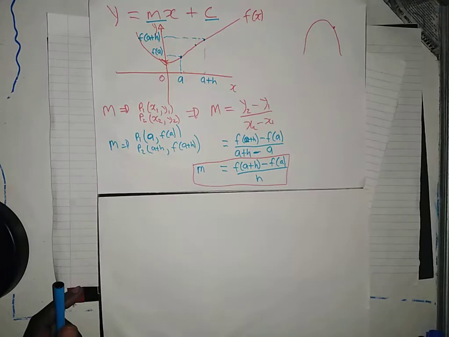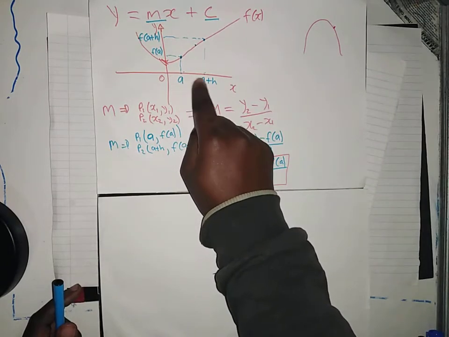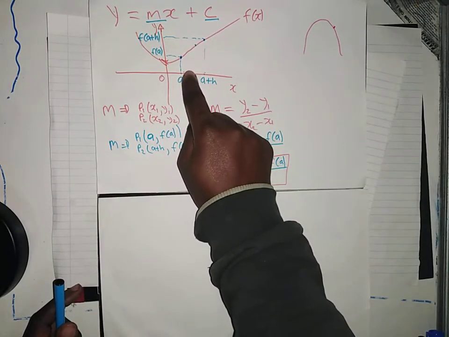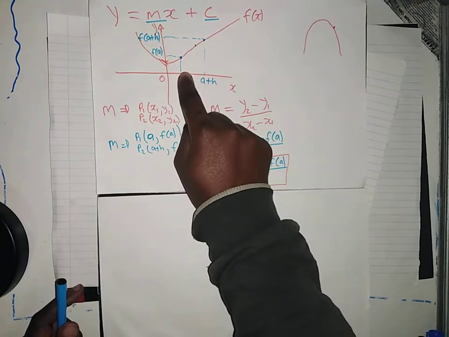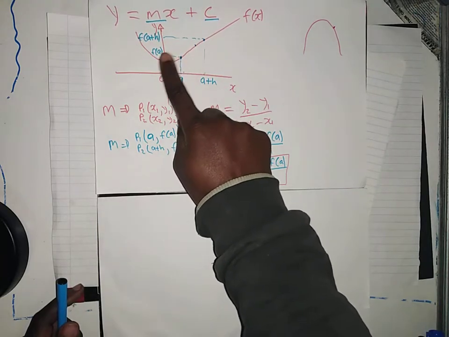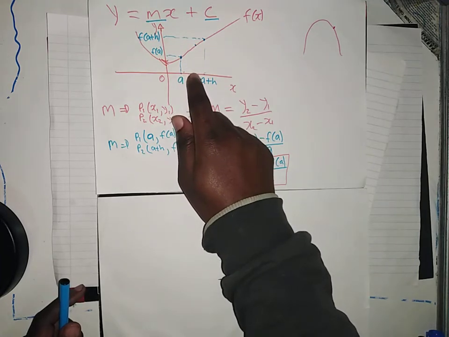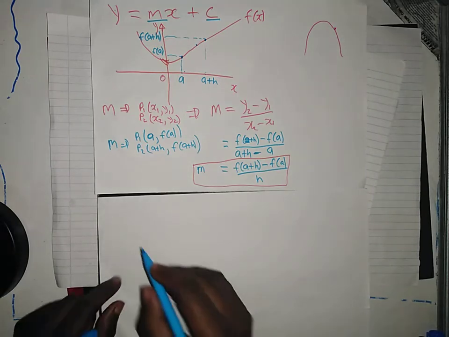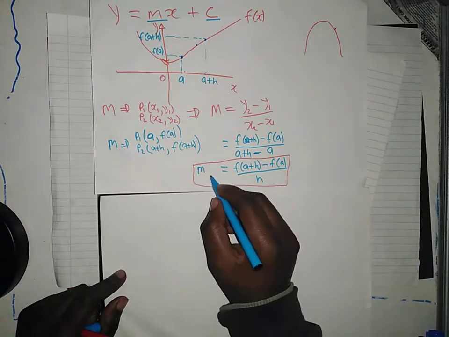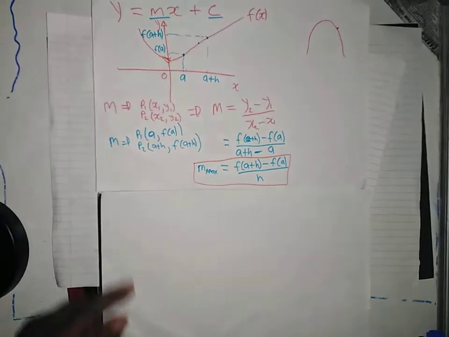But the fact of the matter is, if you make this distance, remember, between this and this, the distance is h, smaller and smaller and smaller, then you will get the true gradient of this curve. Now, how do you explain that mathematically? You will therefore say the true gradient of this thing, let's say this is m approx, because it's not m.